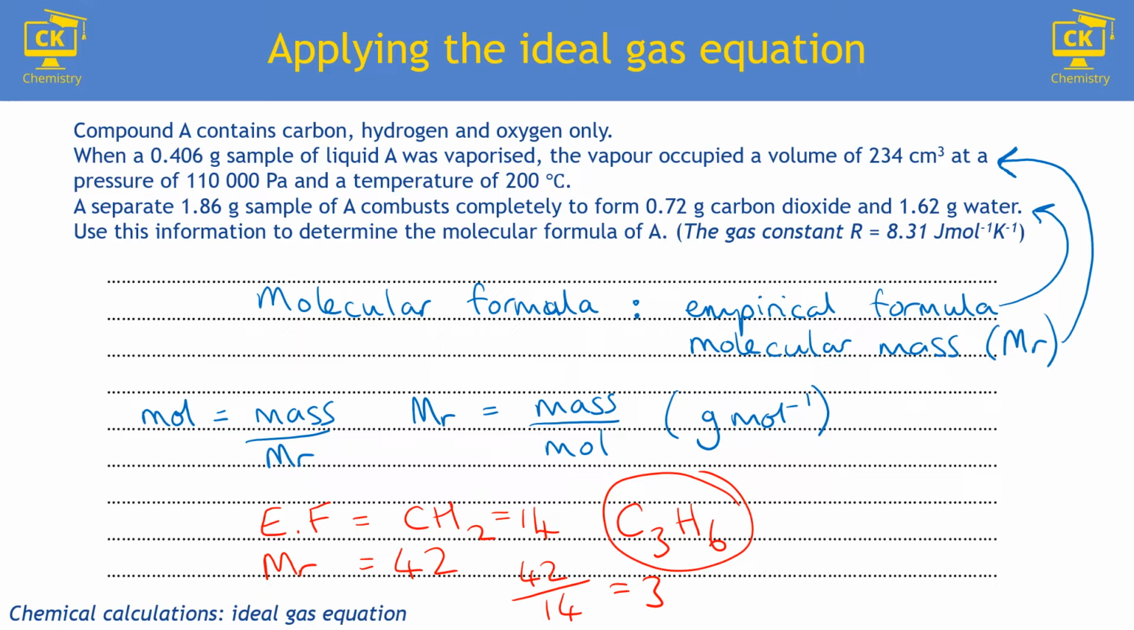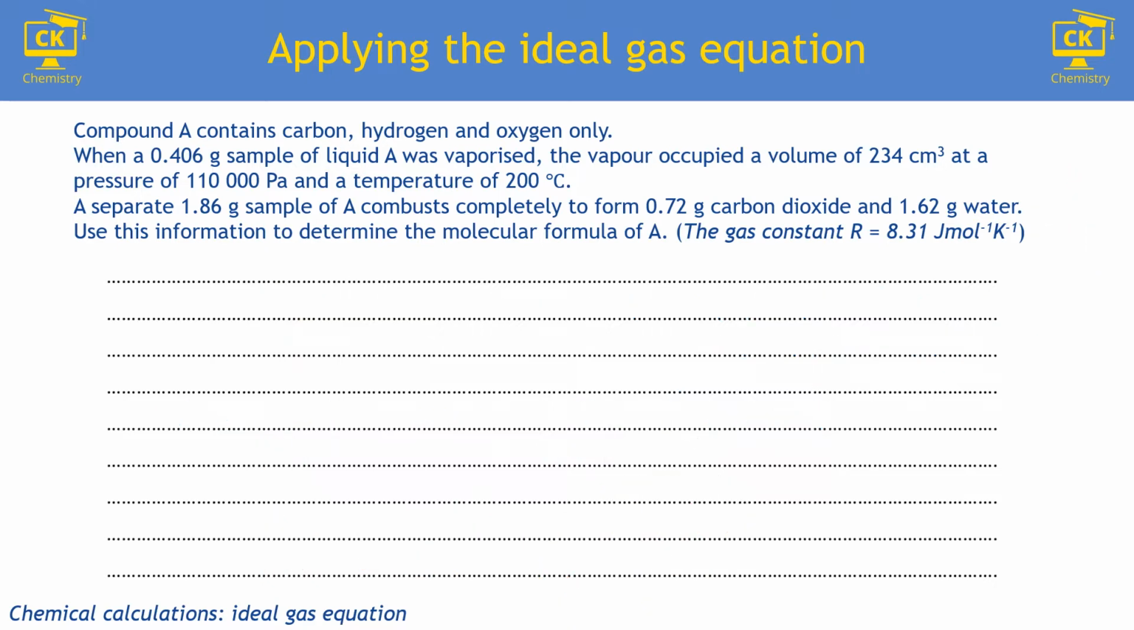So let's apply that to this question with a little bit more maths involved. And we're going to do the ideal gas bit first. So we're going to use the relationship we just mentioned, MR equals mass divided by moles. We know the mass. We're going to calculate moles using PV equals nRT.